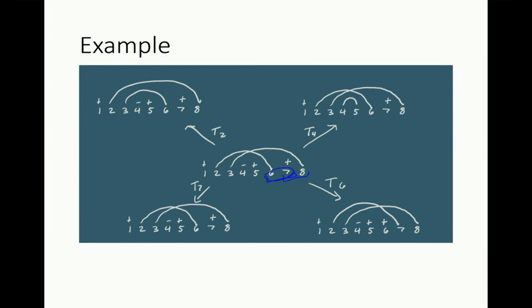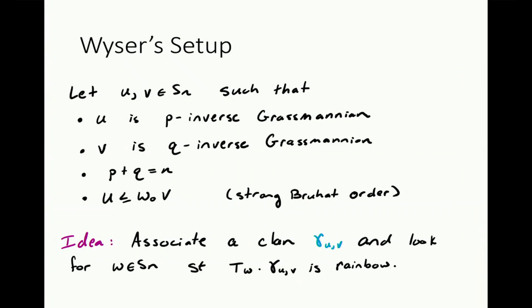Okay, so have we sufficiently internalized the moves? Yeah. All right. So Weiser's setup involved taking certain pairs of inverse Grassmannian permutations.